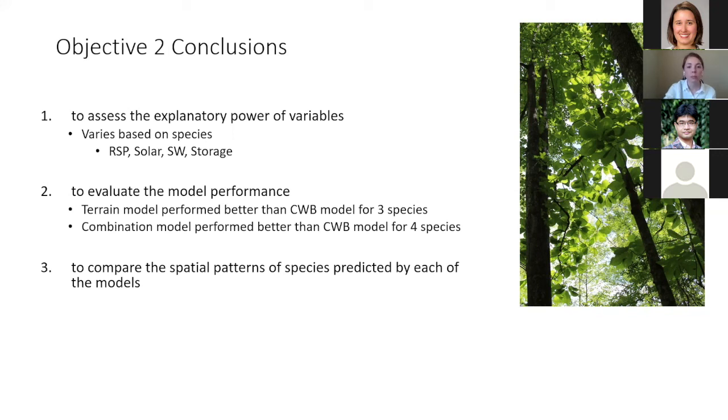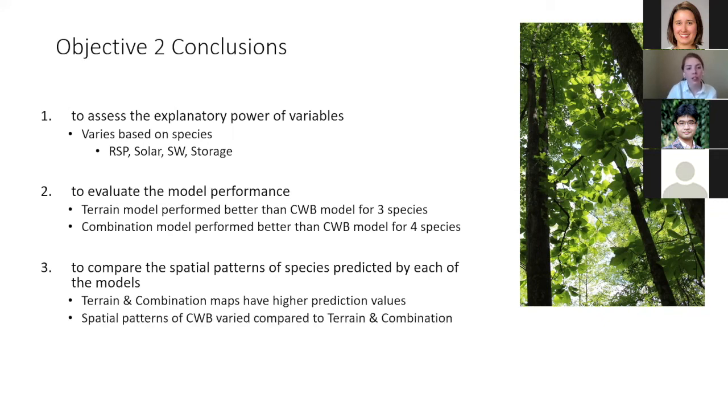And then when looking at the spatial patterns of species predicted by each of these models, we saw that the terrain and combination maps have higher prediction values, and that the spatial patterns of climate water balance varied when compared to those portrayed by terrain and combination.